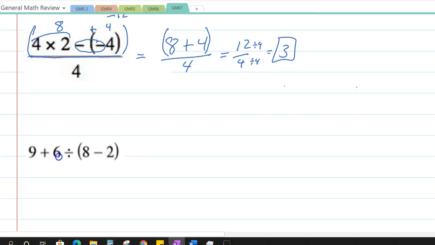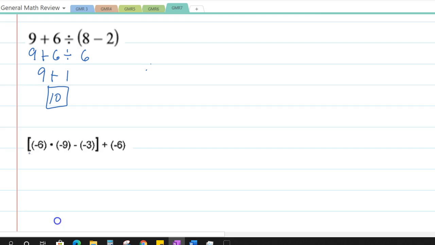Next, I have 9 plus 6 divided by 8 minus 2. Our PEMDAS tells us to do the parentheses first. 8 minus 2 is in parentheses. That's the first thing I'm going to do. I'm going to bring everything else straight down. 9 plus 6 divided by 8 minus 2 is 6. Next, I have to do multiplication and division. Here it's division. 6 divided by 6 is 1. 9 plus 1 is 10.